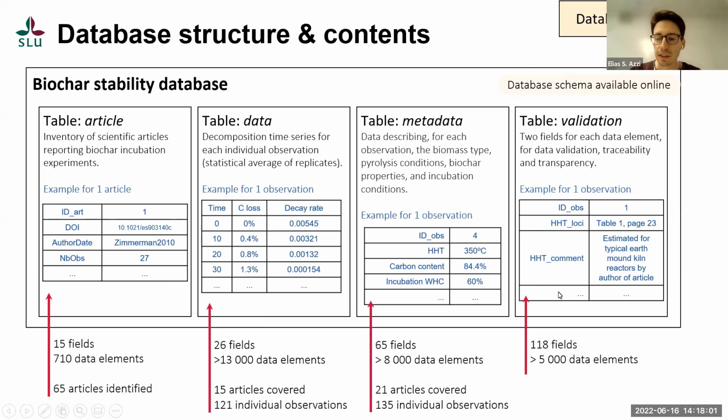So you see that this kind of validation information is really there to enhance transparency and highlight any assumption that was made either in the original publication or by the person who collected the data and put it in the database. We believe this is an important information to have and keep.